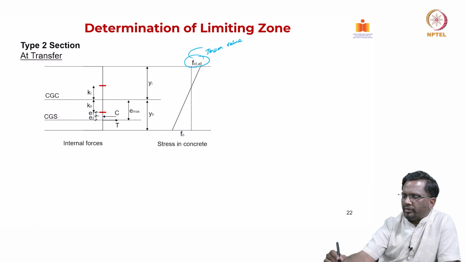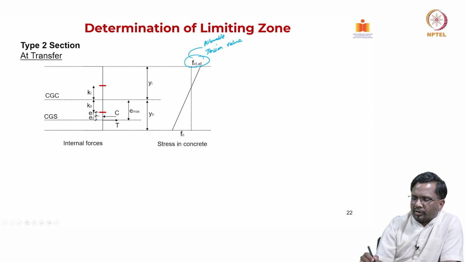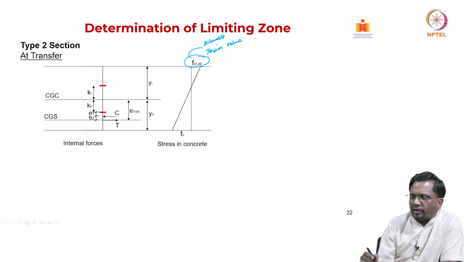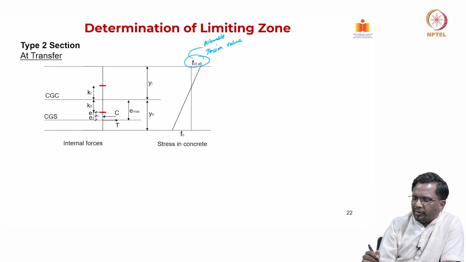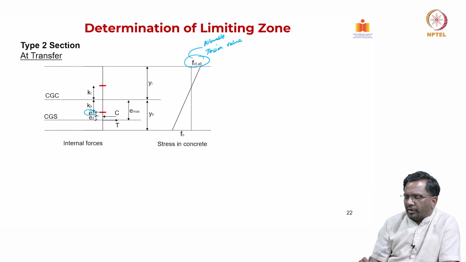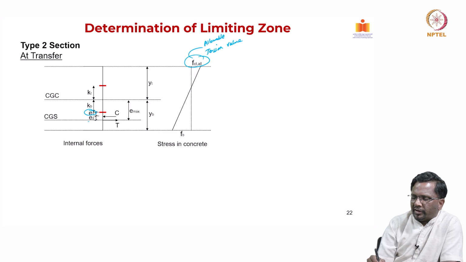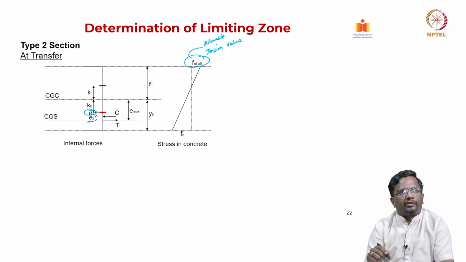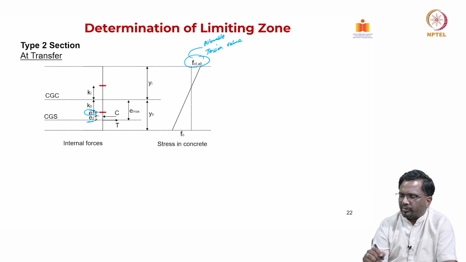I should write here: allowable tension value. Because I am allowing tension, C need not be at KB, C can be below KB. Now how much distance is it below KB? By a distance of E1. And how much distance has it moved away from T? By a distance of E2. So you can calculate these numbers to come up with expressions for your limiting zone. So let's see how to do that, right.